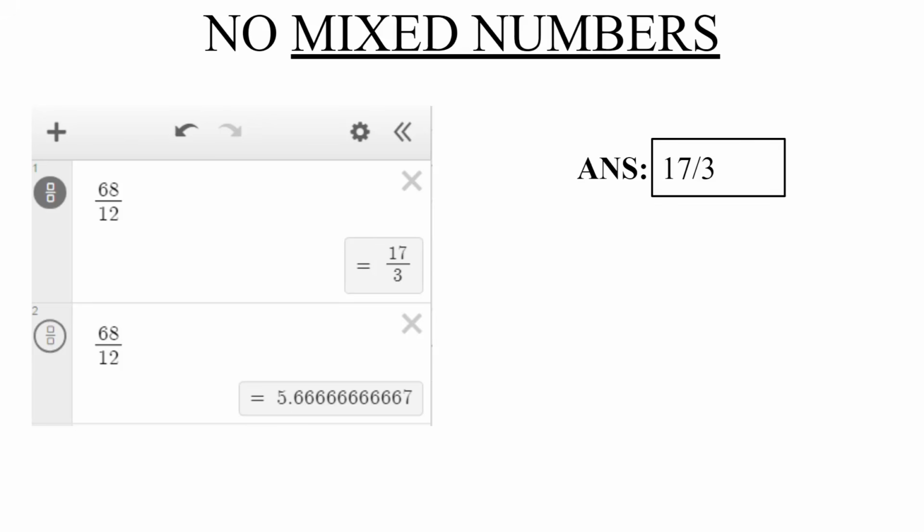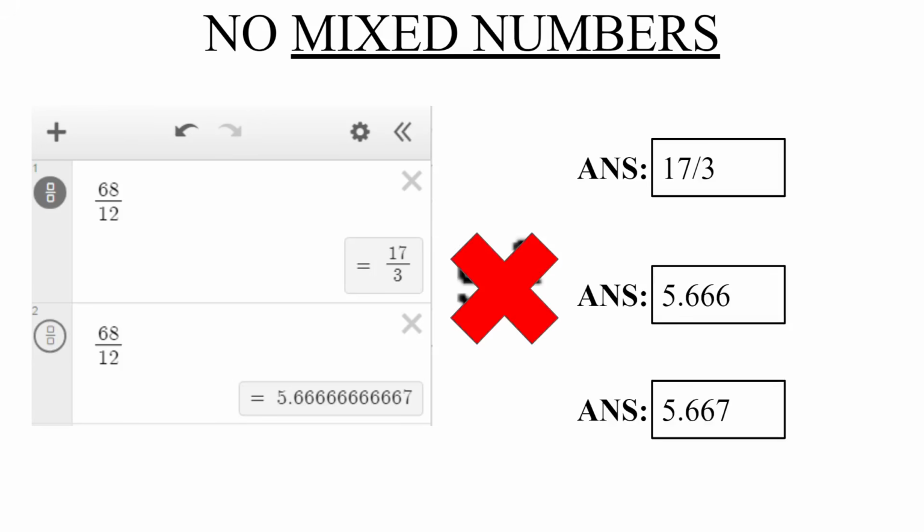For this one, we would just put 17 over 3. Always use the simplified one. Why not, right? And the equivalent mixed number would be 5 2/3, but there's no way to type in a mixed number. So if you go to type in 52/3, that would be 52 over 3, which is a different number. So that would be marked wrong. So just completely forget about mixed numbers entirely. For this one, we could also round or truncate to 5 characters, which would be 5.666 or 5.667. More on that later. Never use a mixed number.